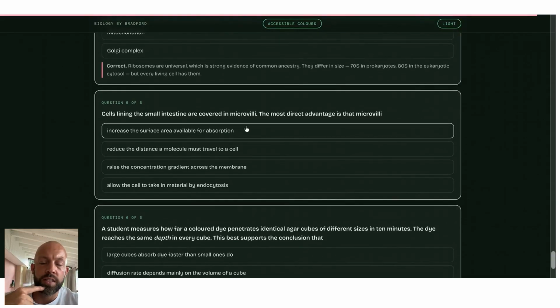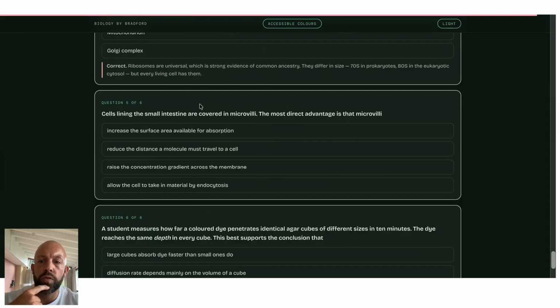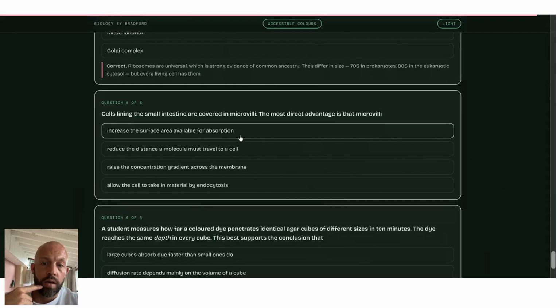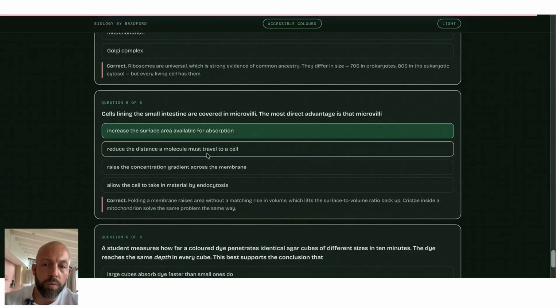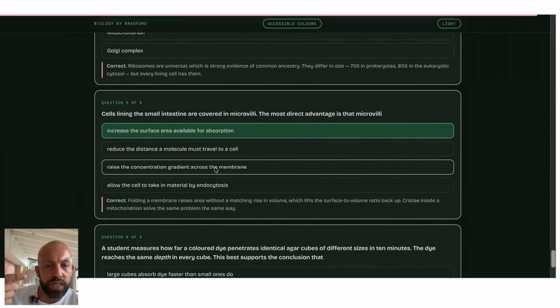Cells lining the small intestine are covered with microvilli. The most direct advantage is that microvilli increase the surface area available for absorption. Correct. They also will reduce the distance. No, they're just helping with the uptake. There is a smaller distance to the center of that microvillus, but where is that actually traveling to? It's not just going in there; it has somewhere to go afterwards.